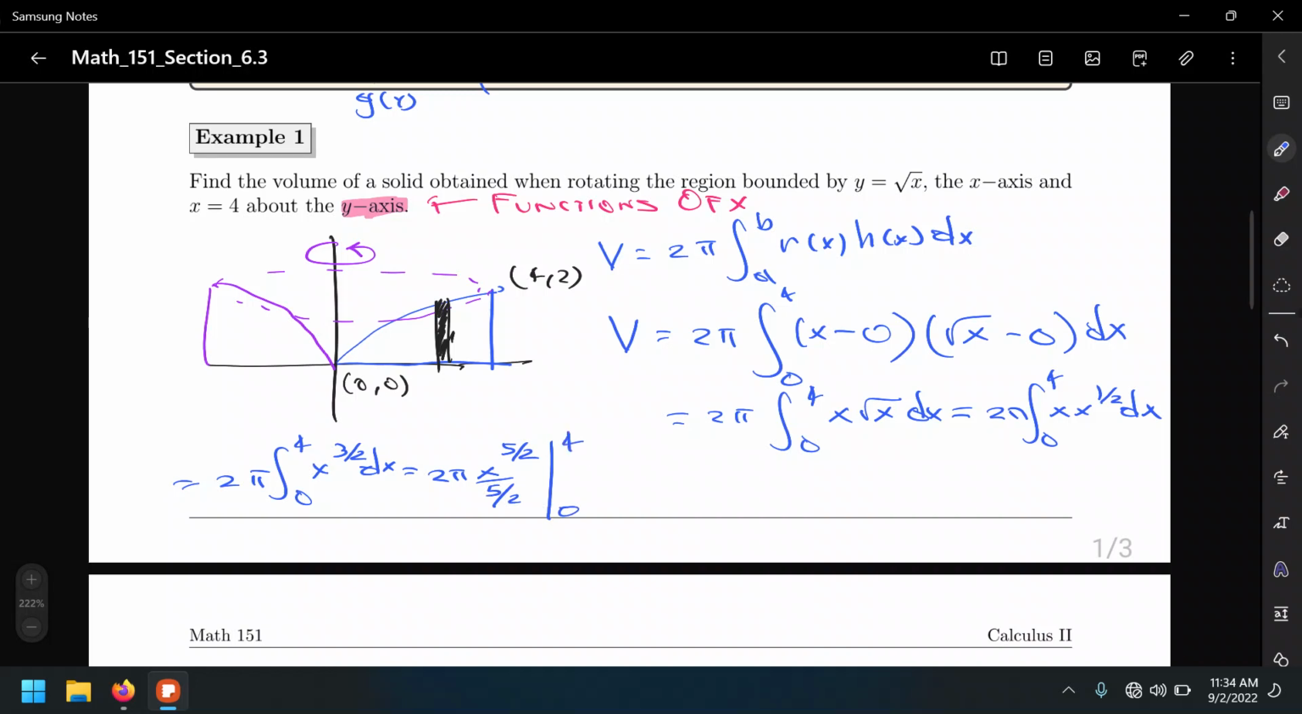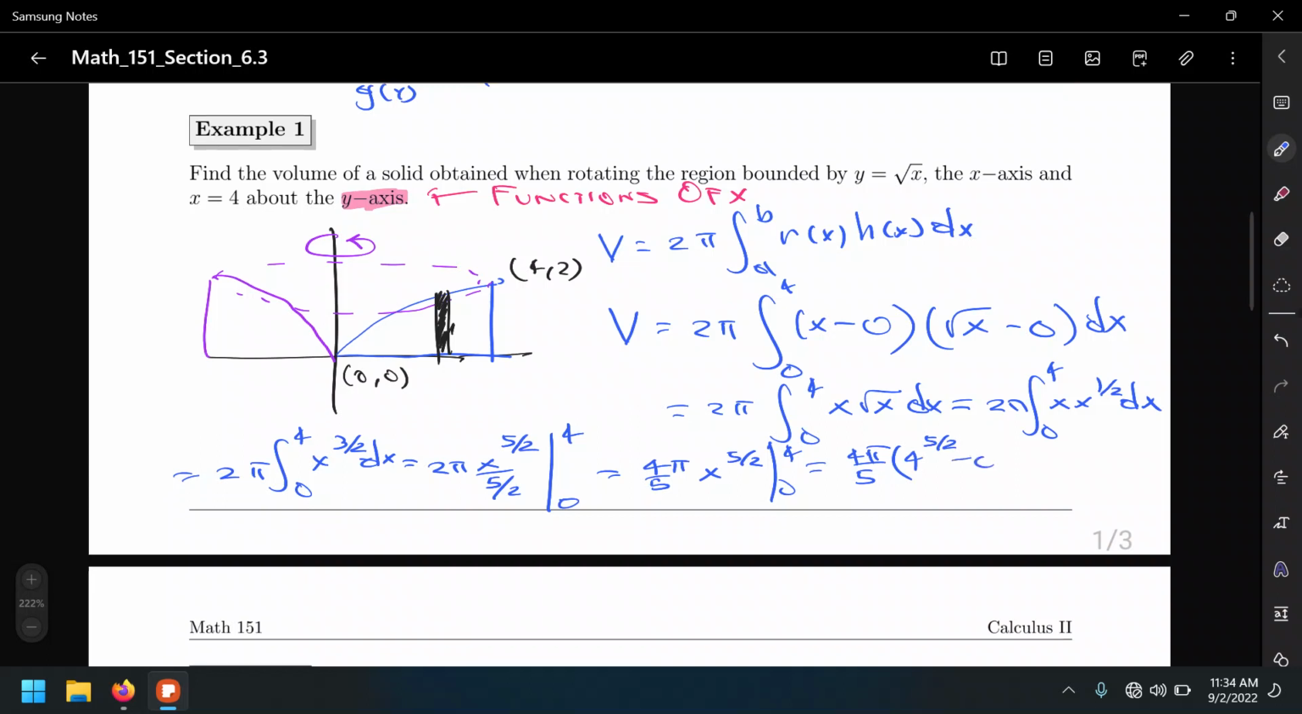Okay, so careful with the division by a fraction. What do we do when we divide by a fraction? Multiply by the reciprocal. So 2 times 2/5, that's going to give us 4/5. 4 pi over 5 x to the 5/2, evaluate from 0 to 4. Okay, so that's the same as saying 4 pi over 5 times 4 to the 5/2 minus 0 to the 5/2, which is going to be 0.